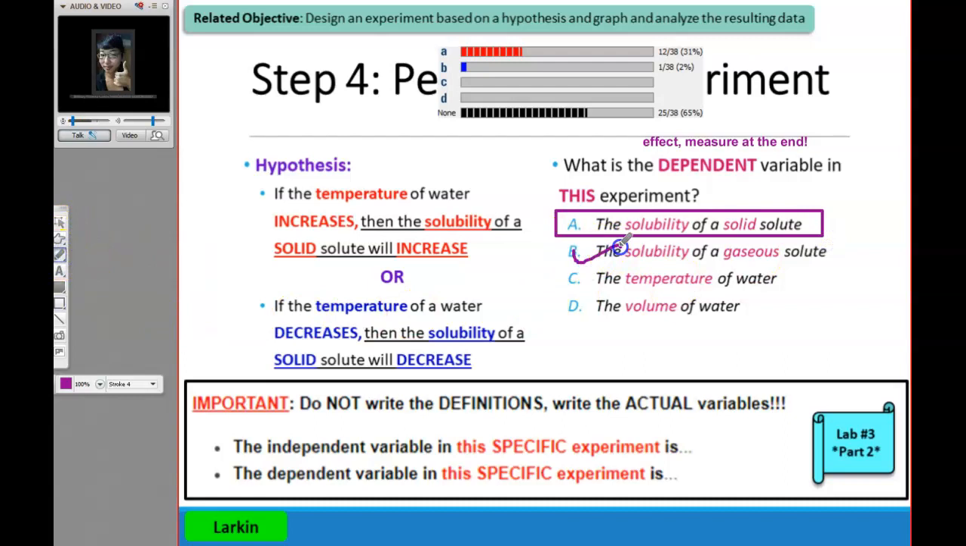Taking a look at our experiment, the solubility of a gaseous solute is not even applicable because we won't be looking at gaseous solutes. And the volume of water will be what we call a constant or a control because we're going to keep the volume of water the same for each part of our experiment to make sure that the volume of water doesn't mess up our results. All right, so this is the answer for our dependent variable.